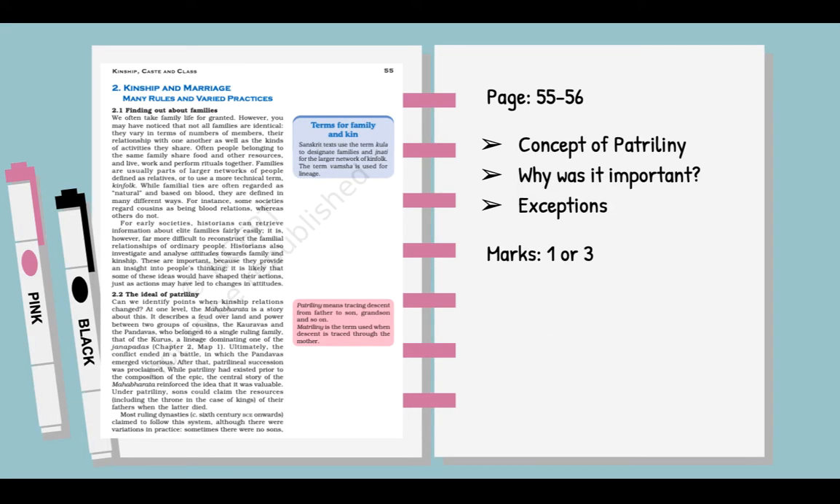When you come to page 55 to 56, they are talking about the concept of patrilineage, or tracing your lineage through your father, or inheriting your father's property. But this was only meant for men and boys. They were never meant for women. We do have some exceptions though, but largely in this chapter we are sticking to patrilineage. You may even be asked a question as to why it was important and if there were any exceptions. And these questions could be for 1 mark or 3 marks.